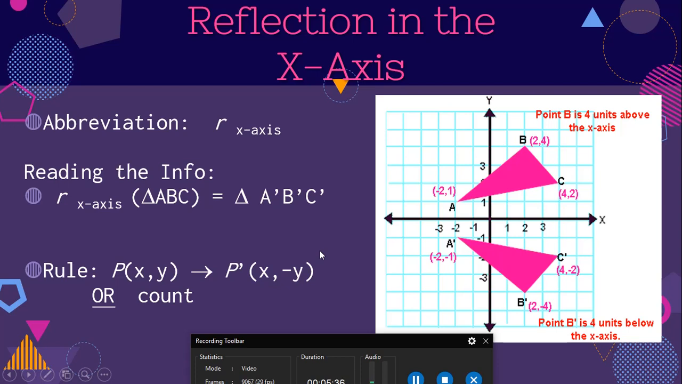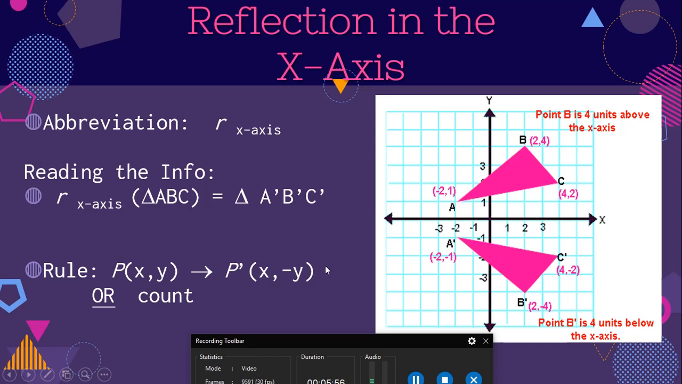So the rule, and this is generically speaking, will take any random point P located in the coordinate plane with an ordered pair of x, y. It will map itself to P prime. X will stay the same and y will change. We can apply this rule for any reflection in the x-axis.